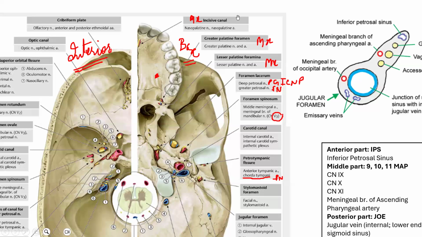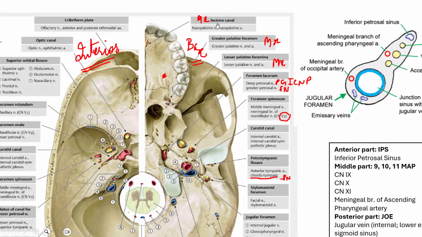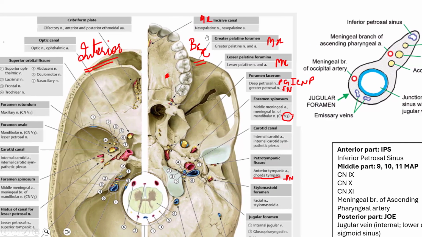Now, if you see, the first canal is known as the incisive canal. The structures passing through them are nasopalatine nerves and nasopalatine artery. Anybody who can tell me which branch of the main nerve is this nasopalatine nerve a branch?